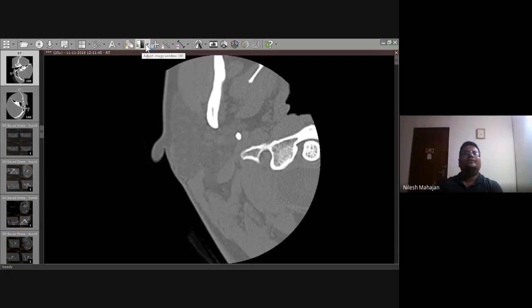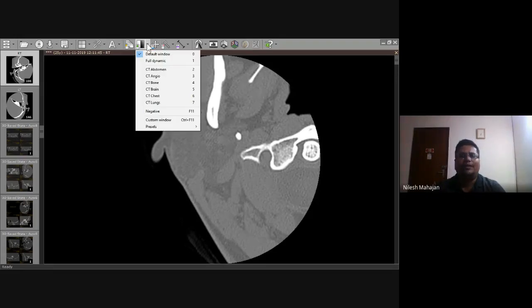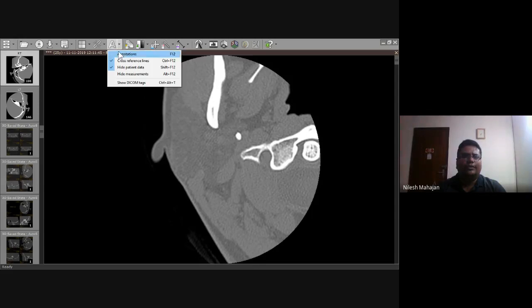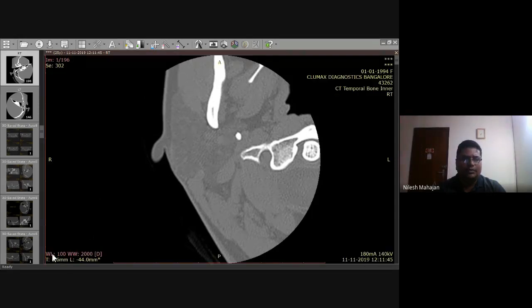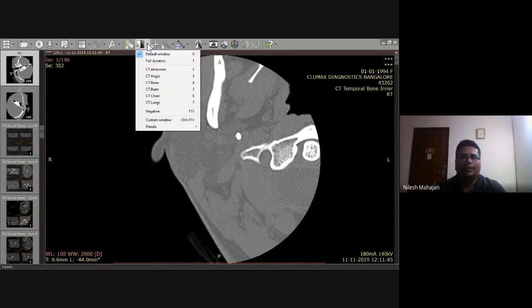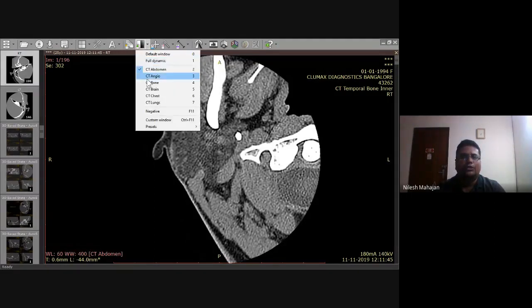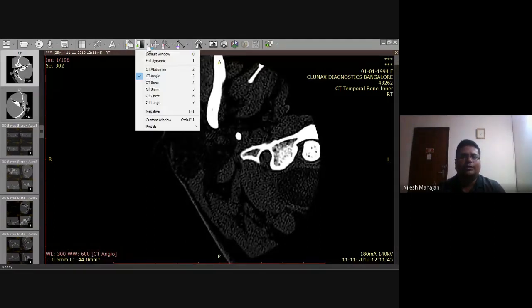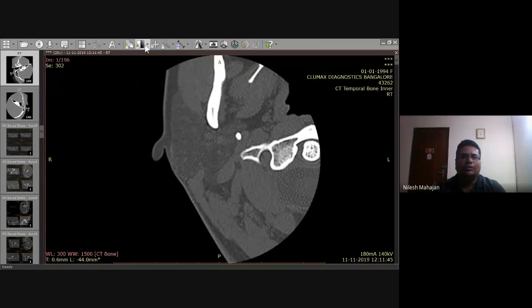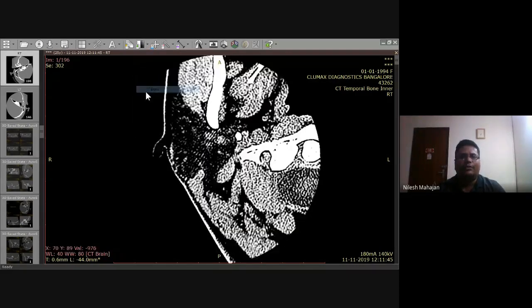Then this is the most important thing in any software, to adjust the image window. If you open this, you can see the default window. So what is our default window? Here the window level is 100 and window width is 2000. This is the default window given. You can change it to CT abdomen, CT angio, CT bone, CT brain, whatever you want.